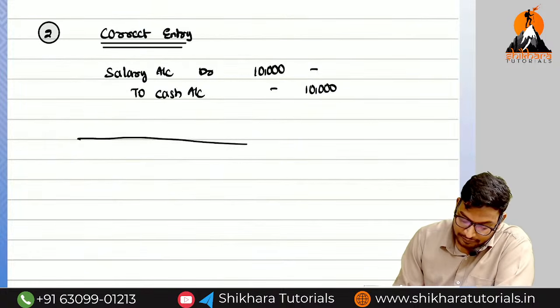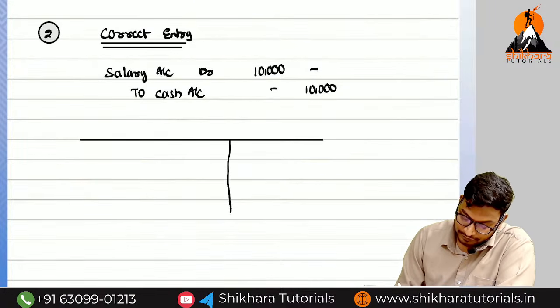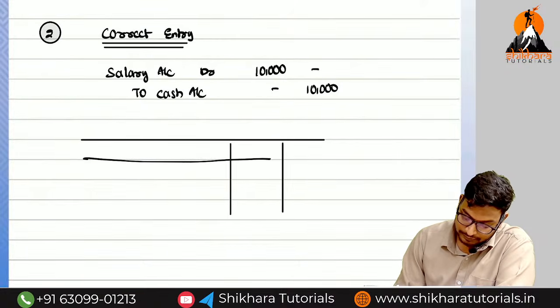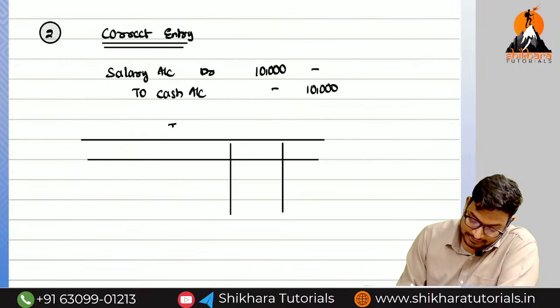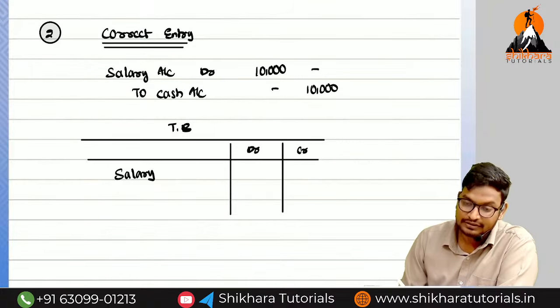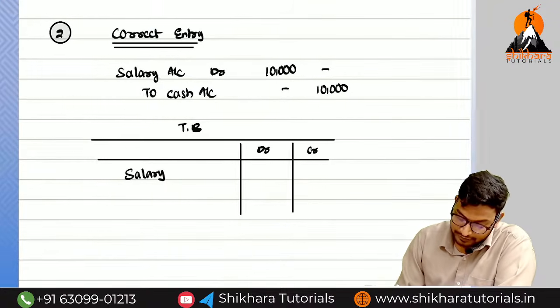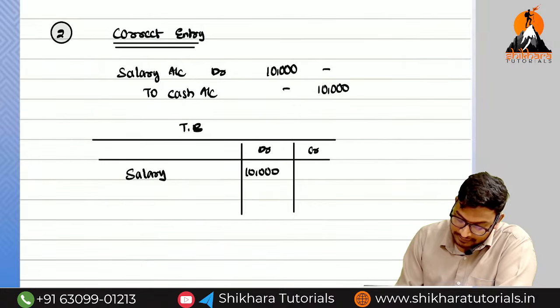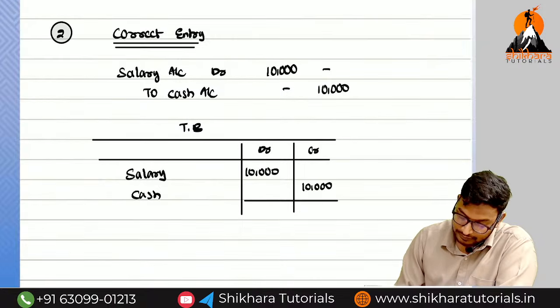So what is the format of the trial balance? I'm using this one. If you want you can use any model also. So imagine this is a trial balance, DR and CR. Salary will be on which side? Debit side, because it is showing it is on the debit side. You can think like that also. And cash will be on which side? Credit side. If you total it, how much will it be? 10,000. This is the normal trial balance.